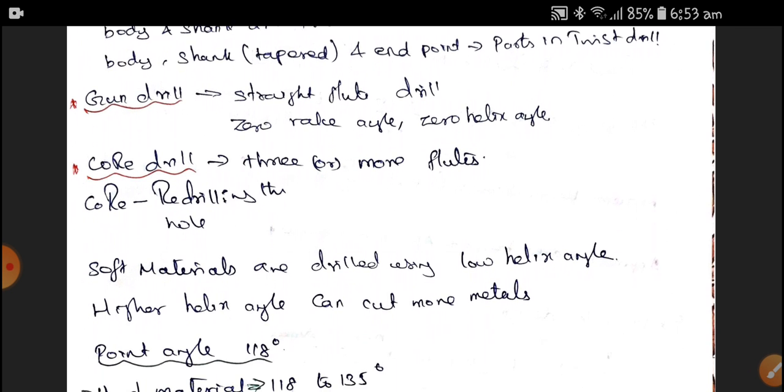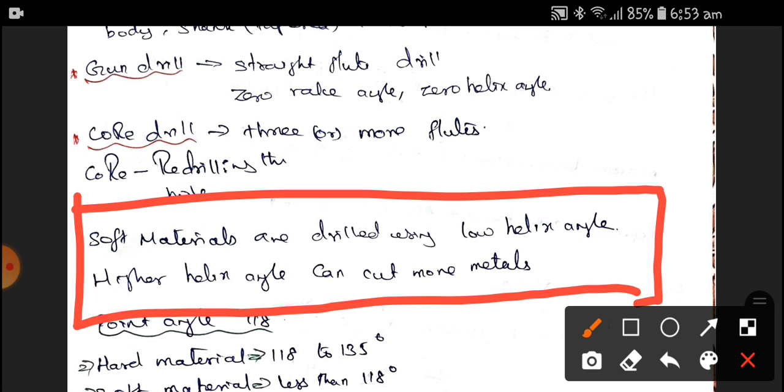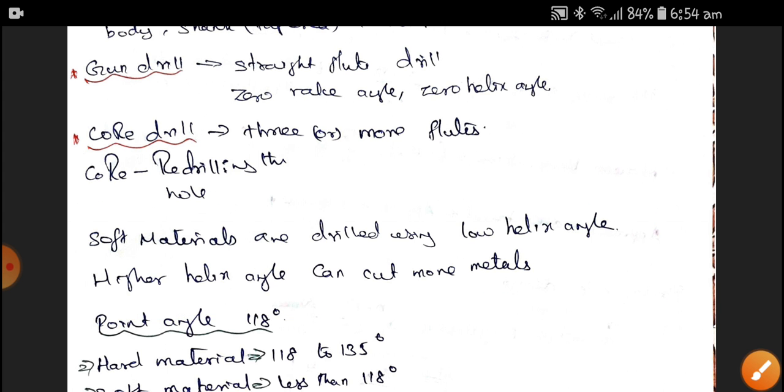Next, these two things you have to understand. For drilling soft material, a low helix angle is used, and a higher helix angle can cut more metal. Therefore, for soft material, the low helix is preferred, because since the material is soft, if we use a higher helix angle, it enlarges the predefined hole. That is why the low helix drill is used.